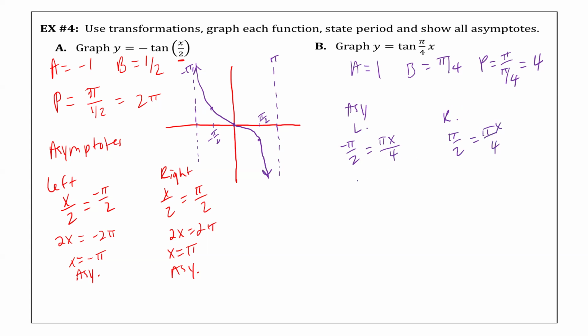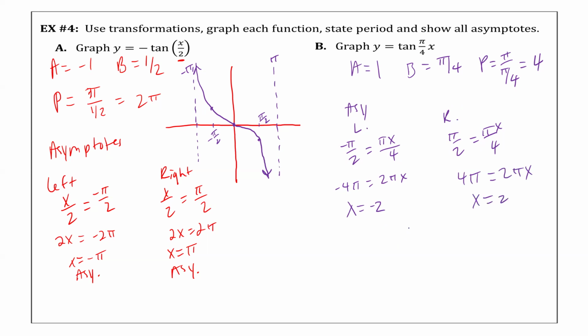Now we cross multiply and divide. So we get negative 4 pi equals 2 pi x. After we cross multiply and divide, our pi's are going to cancel out, and we get x equals negative 2. X equals negative 2 is our left side asymptote. Again, cross multiply and divide. We get 4 pi equals 2 pi x, so x has to equal positive 2.